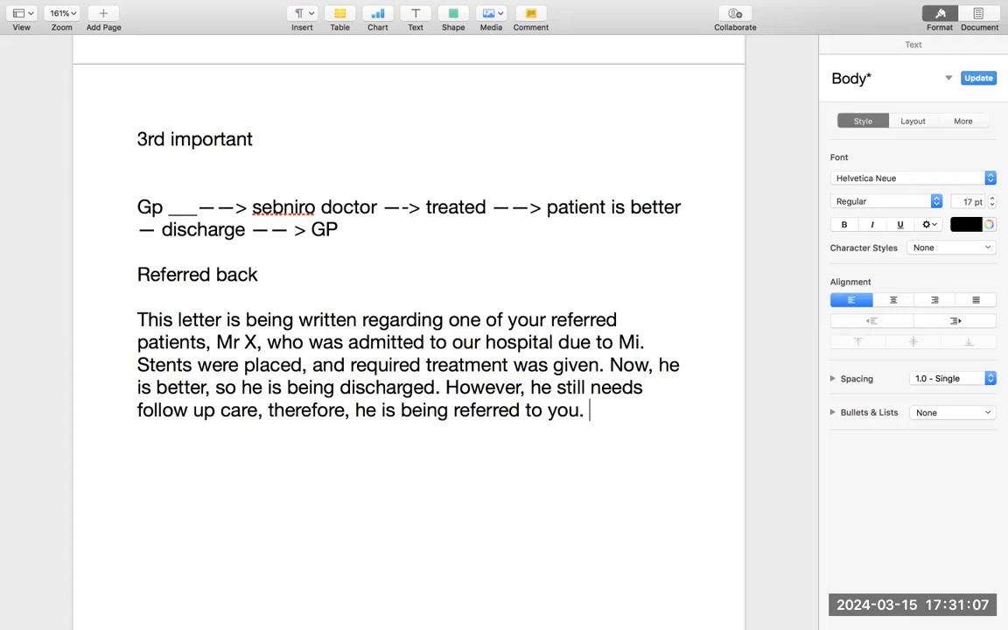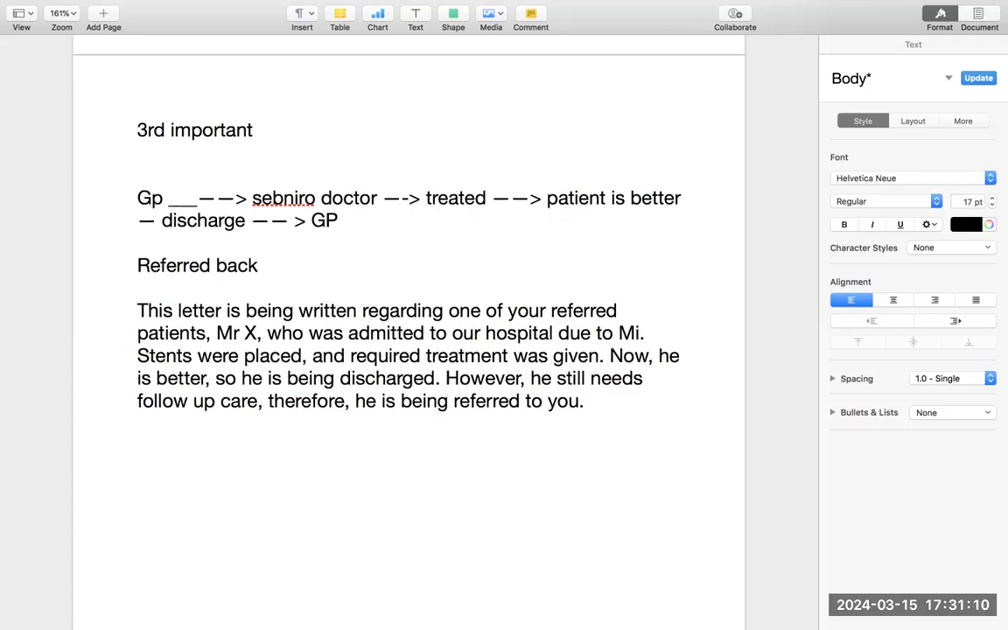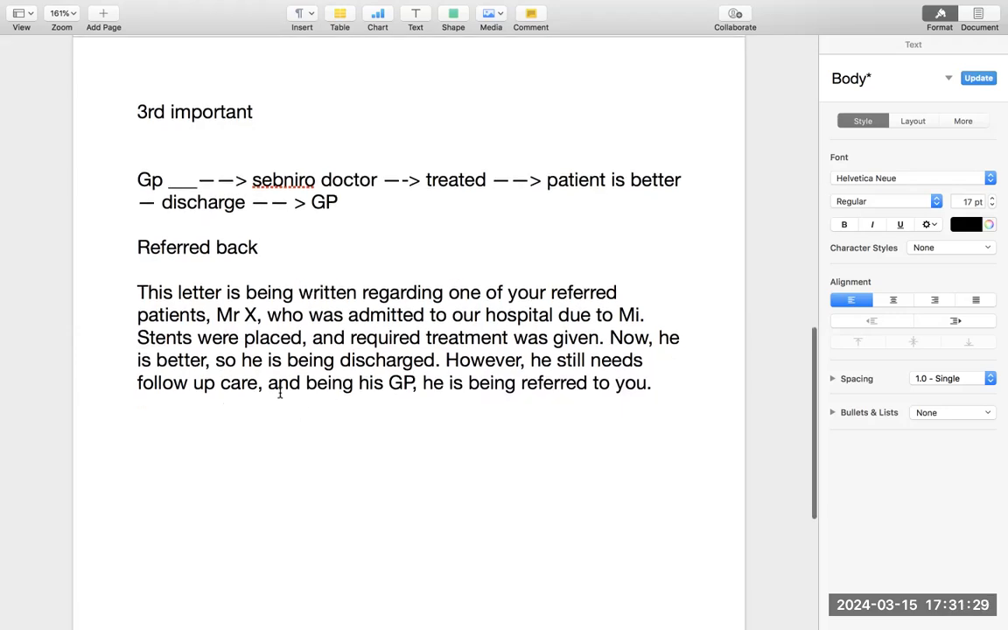Now, again, this is good enough. You need not change it. But if you want to make it a little better: now he's being discharged. So he's being discharged. However, he still needs follow-up care. Now this is the word that will make the letter wow: being his GP. Being his GP means you are the GP of the patient. Being his GP, you are requested to provide him the required care. I cannot write follow-up care two times, so follow-up care means the care that is required.